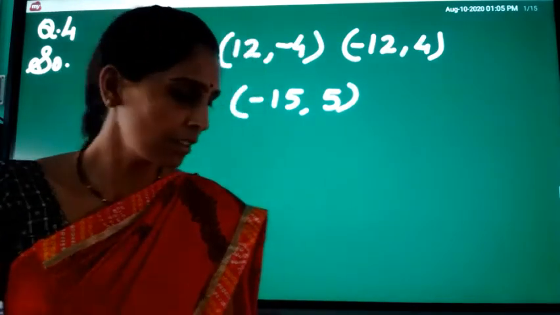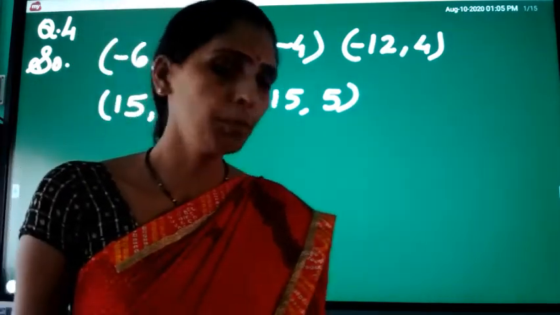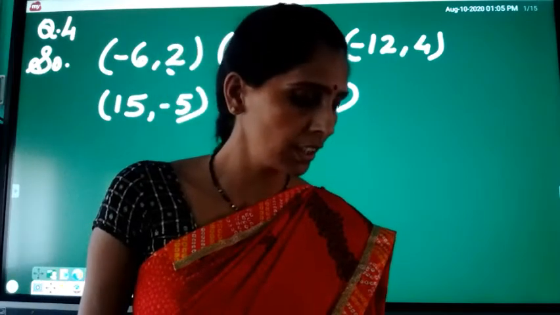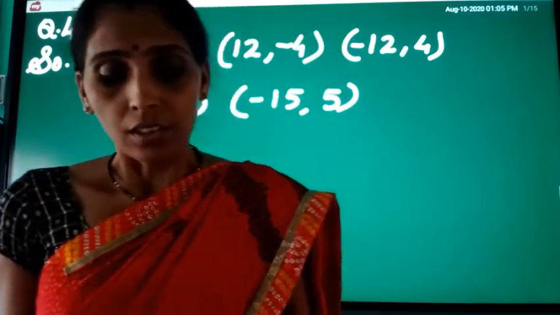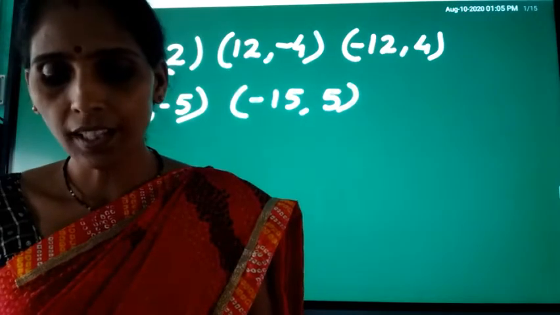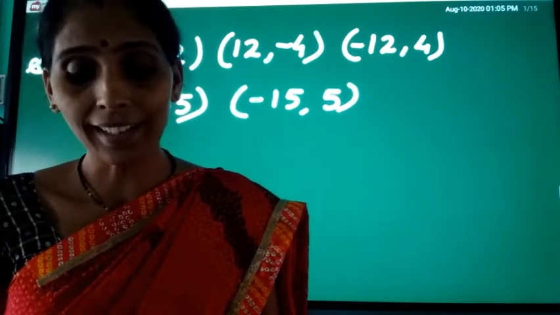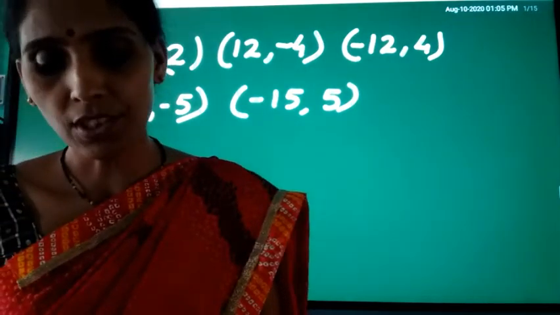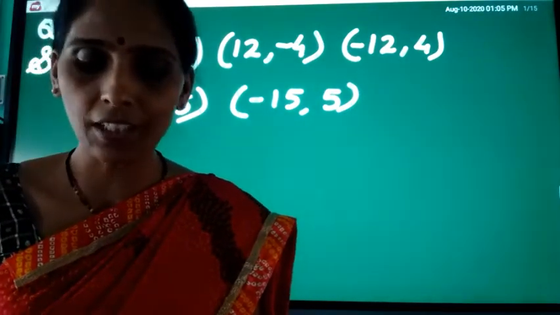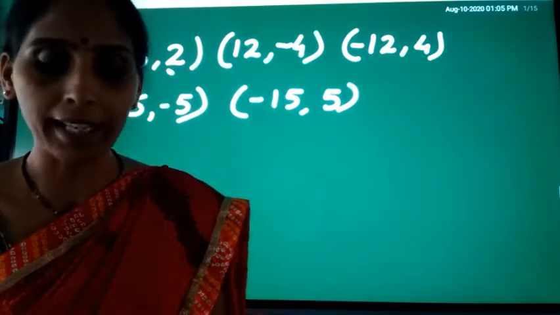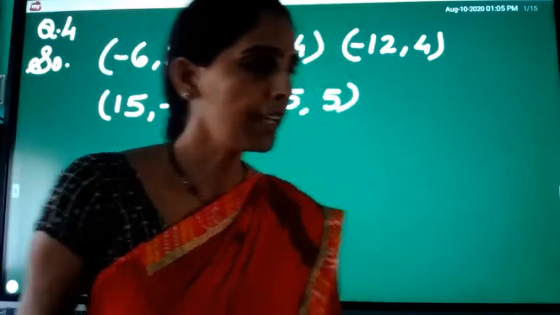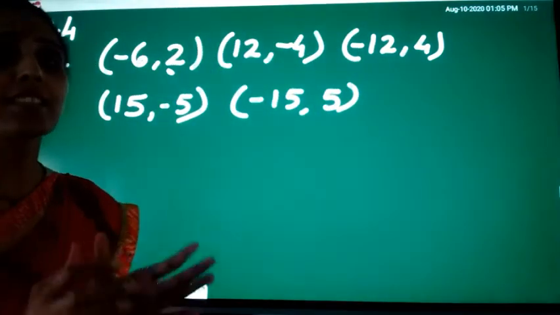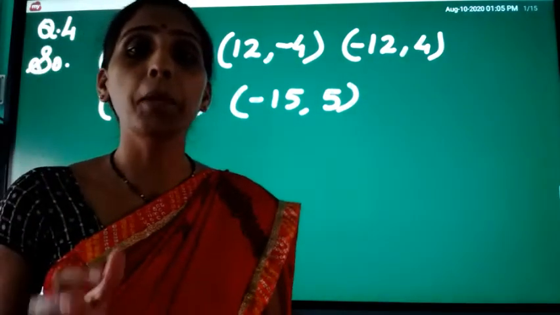So first we'll start from question number 4. Question number 4 is given here in your book. Write 5 pairs of integers a, b such that a divided by b is equal to -3. One such pair is 6 and -2 because 6 divided by -2 is equal to -3. So we have to find such pairs whose quotient will be -3.